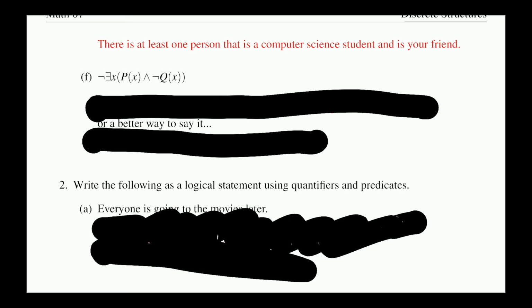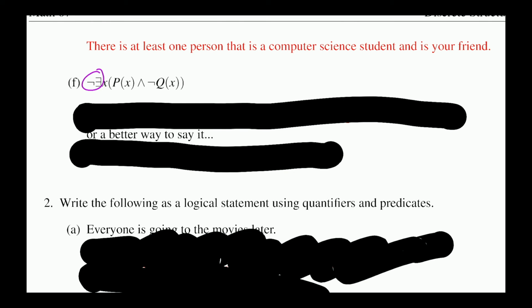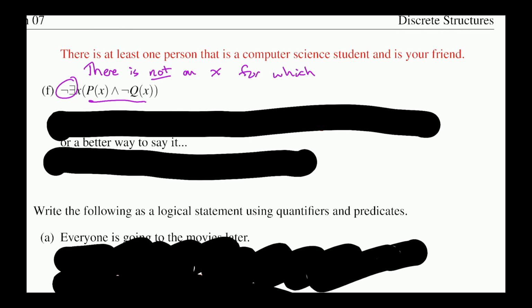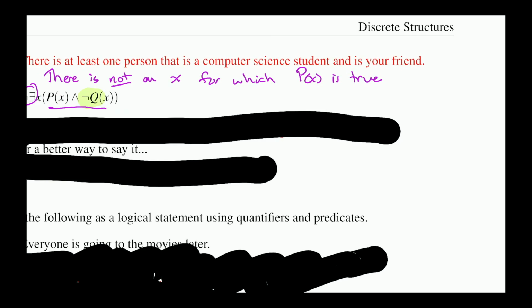All right, last page. Okay, what does this say? So this says, uh-oh, look at that. There's a not in front. So that says there is not an X for which, and then we have this. This is very complicated. There is not an X for which P of X is true. And then look at this, not Q of X. So not Q of X would be Q of X is false. So there is not an X for which P of X is true and Q of X is false.